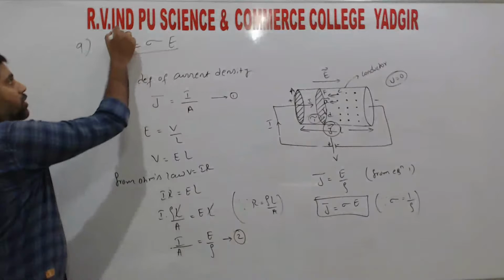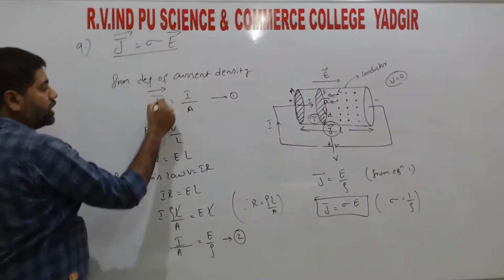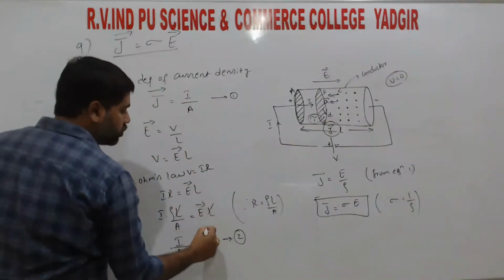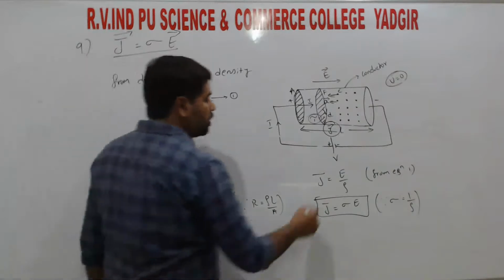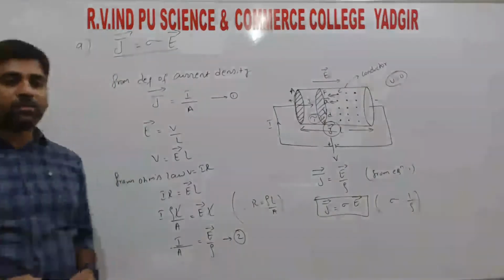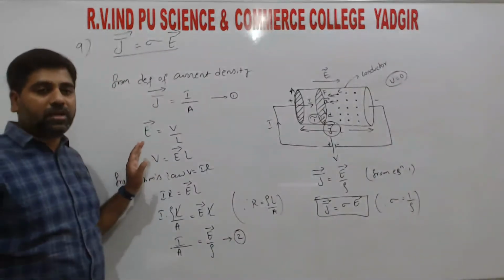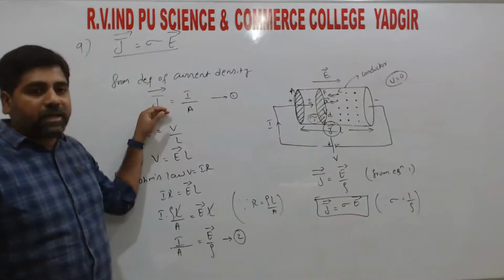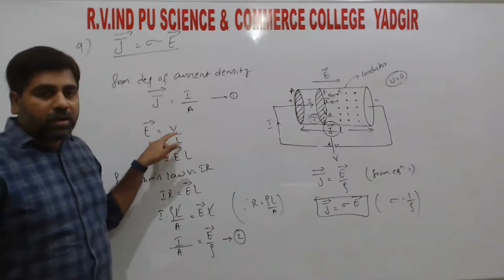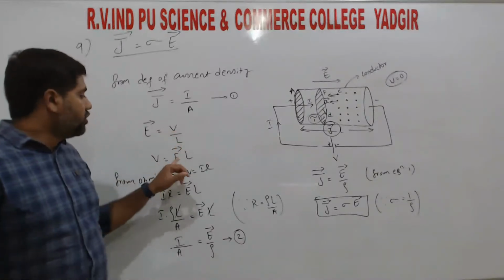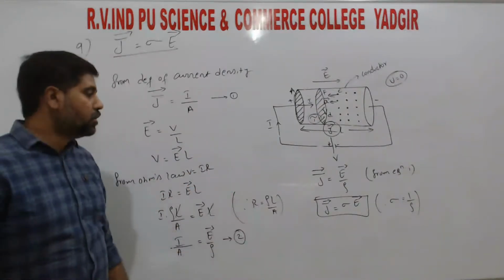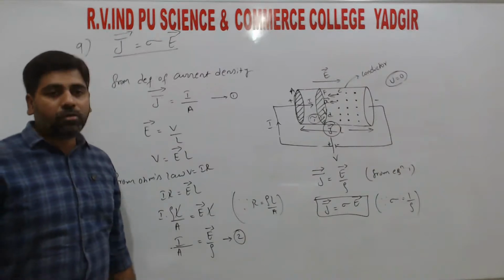In case they mention vectors, wherever J and E appear, you need to write them in vector form, right? So it is a simple expression using these relations. Start from the current density: current density is equal to I by A. From the other relation between E and V, E is equal to V by L, V is equal to E into L. From Ohm's law, V can be replaced by IR. So substitute and we get the relation J is equal to sigma into E, right?